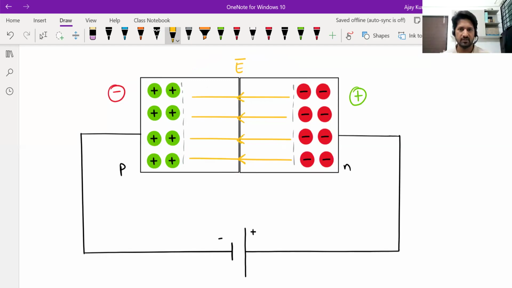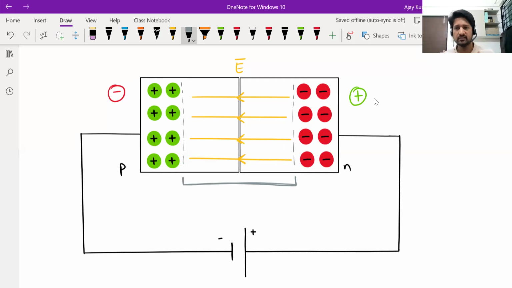What happens in drift? The electric field brings electrons back to the N side, pushes holes back to the P side. But from where? In the depletion region itself. See, the region from here to here is the depletion region. That's the region in which the electric field is present. In the depletion region, why is it called a depletion region? Because there are no charge carriers there. Means there are no conduction electrons or holes present.